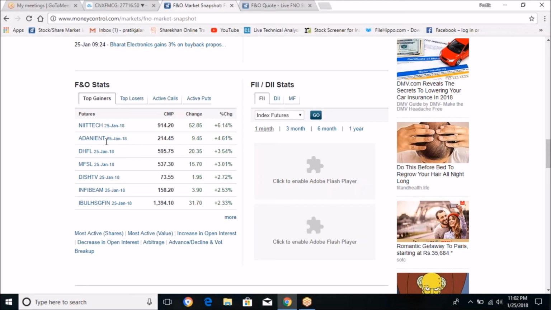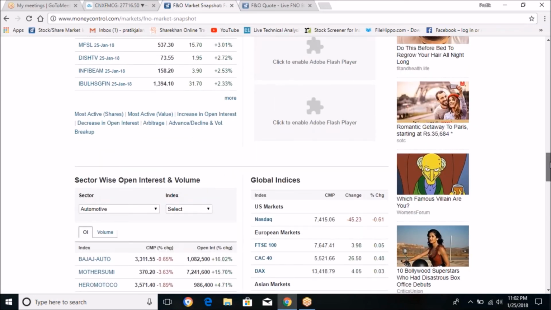DHFL is range bound again. Dish TV is not a performer. Infibeam is IT and has not performed with the index, so it is lagging behind. We can compare the IT index with the Infibeam chart, and you may see that this stock has not performed. Results are sometime in February, so probably 21st or 22nd. I have to check, but it could be a February performer. So keep an eye on it. We have good targets I am expecting in this script.